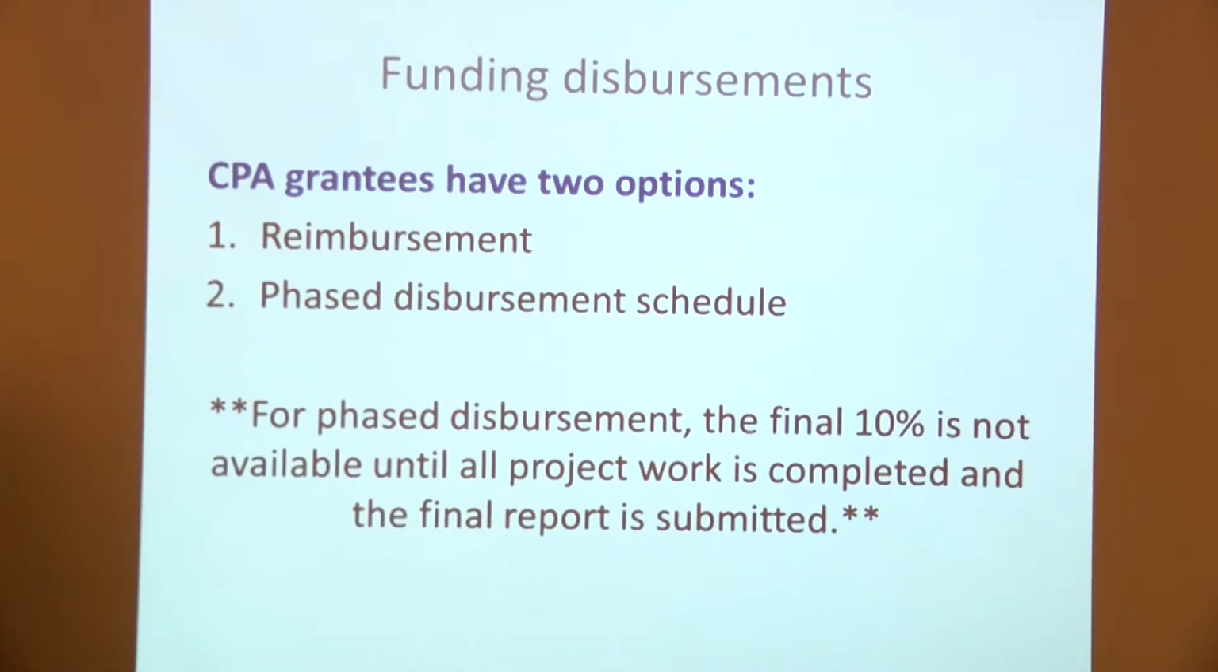The other, which I think 100% of our grantees have used, is a phased disbursement schedule. In this situation, you say, we're going to get so much money in advance, and then your reports show how you've used that money. So you're able to get money before the project starts. For this scheme, you can get up to 90% of the funding in forward funding. The final 10% is not available to you until all of the work is completed and you've submitted the final report. So this final 10% is reimbursement. So you need to manage your cash flow so that you're able to cover that final 10%.